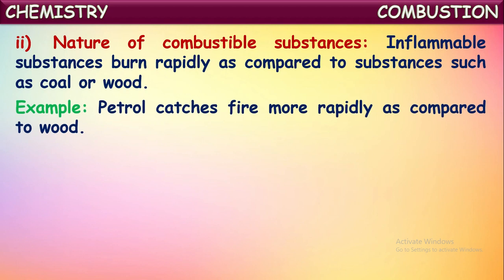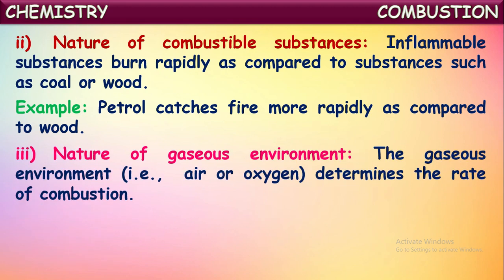For example, petrol catches fire more rapidly as compared to wood. If you start burning petrol and wood at the same time, petrol catches fire immediately and very rapidly and starts continuous burning, whereas wood takes a long time to start burning, isn't it? So based upon the nature of these substances, the speed of combustion also depends.